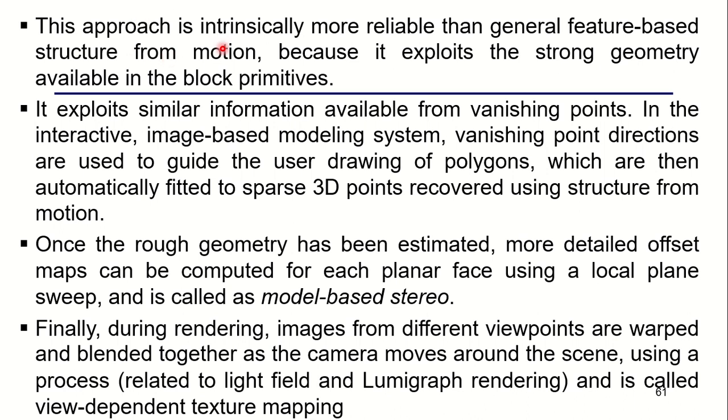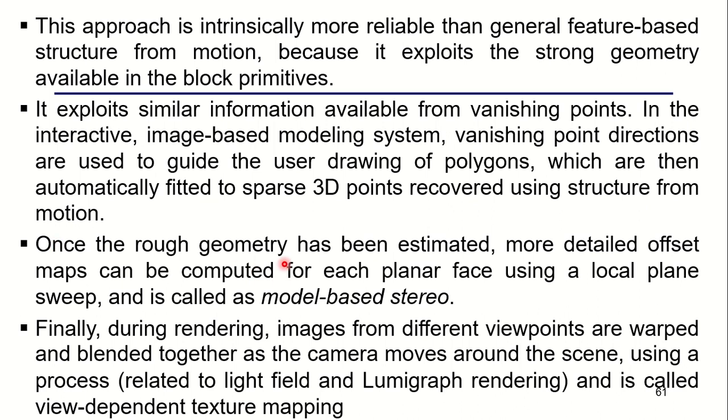This approach is intrinsically more reliable than general feature-based structure from motion because it exploits the strong geometry available in the block primitives. It exploits similar information available from vanishing points. In the interactive image-based modeling system, the vanishing point directions are used to guide the user in drawing polygons, which are then automatically fitted to sparse 3D points recovered using structure from motion.